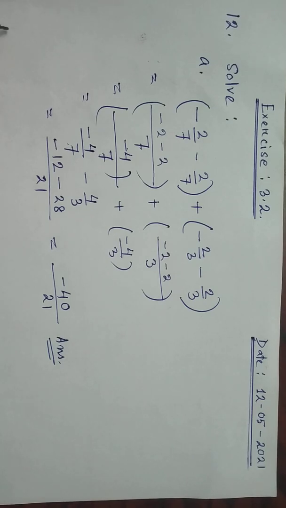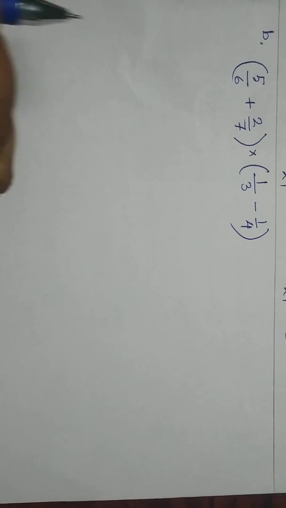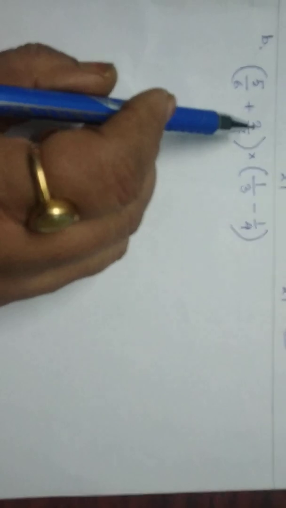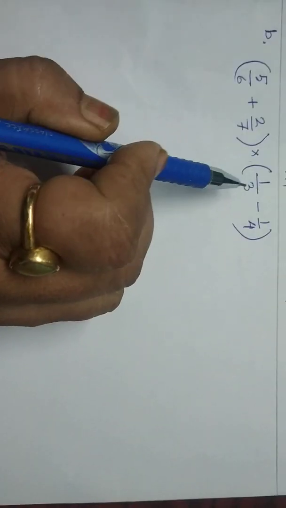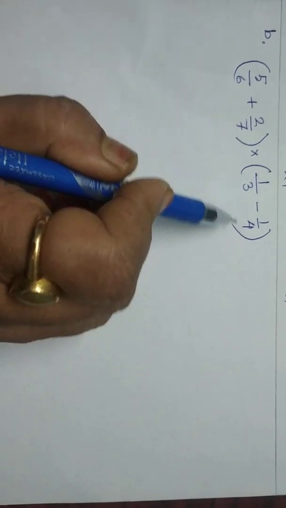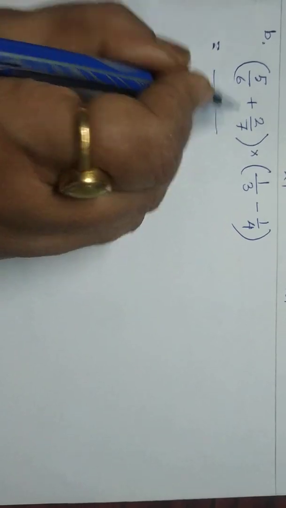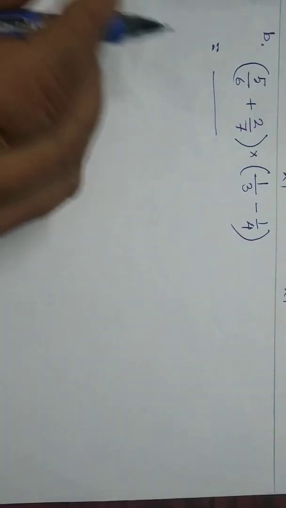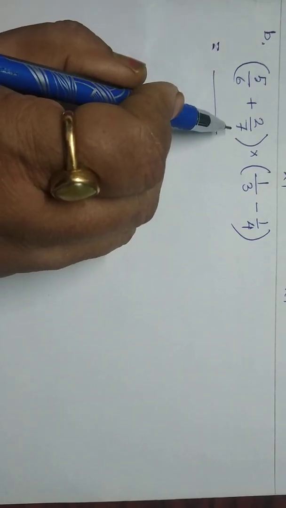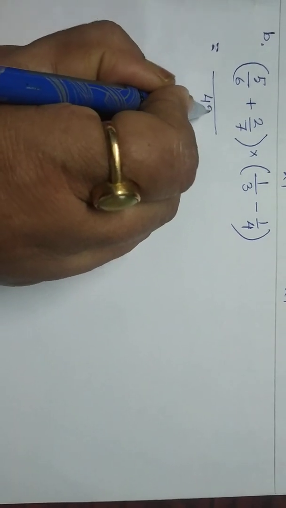Next we will take question number B. In question number B, here we have to solve 5 by 6 plus 2 by 7 into 1 by 3 minus 1 by 4. First we have to simplify within bracket portion. That means 6 and 7, we have to find the LCM. Here 6 and 7 have no common factor, that's why we multiply 6 and 7. 6 7s are 42. Their LCM will be 42.